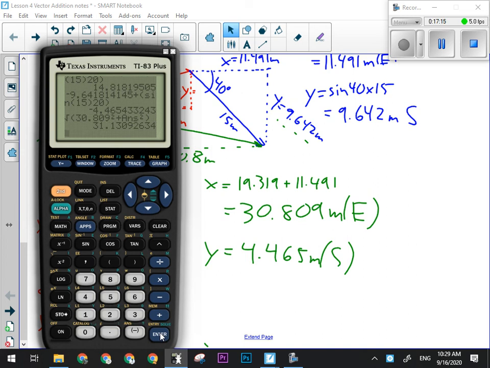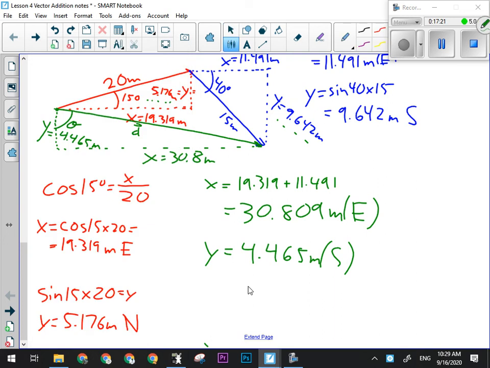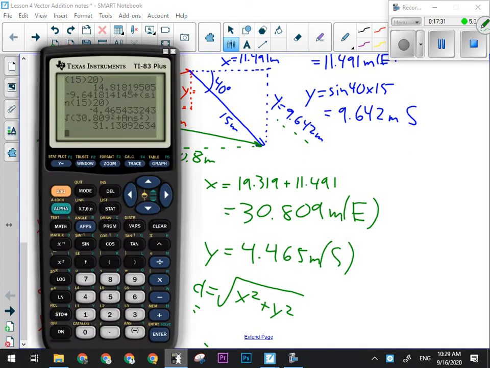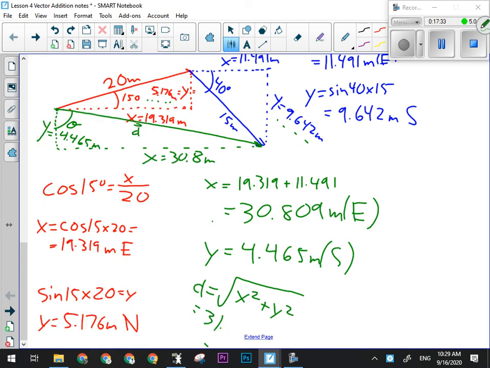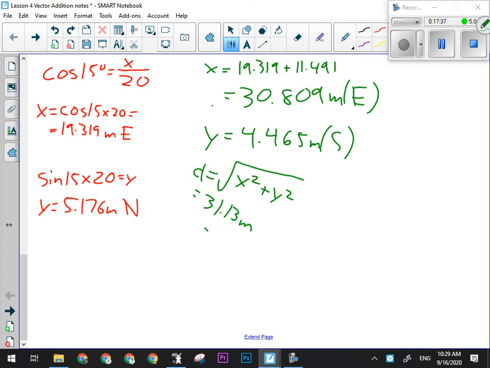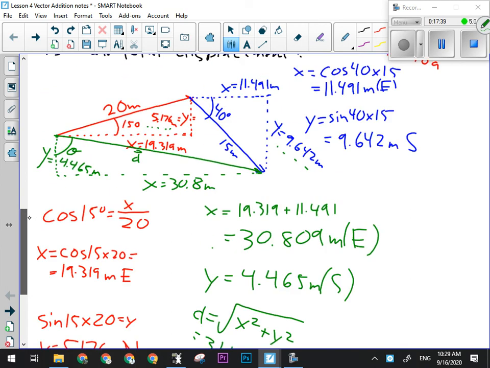Okay, so I'm getting that my total displacement is 31.13 meters. So big D is the square root of green x squared plus green y squared. And then that one comes up to 31.13 meters.